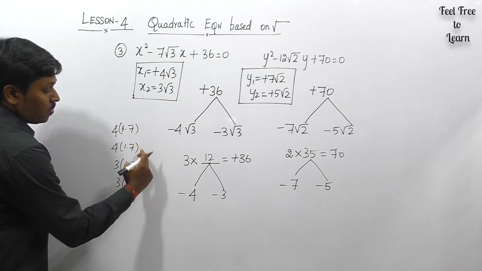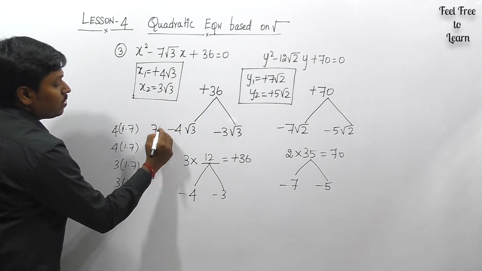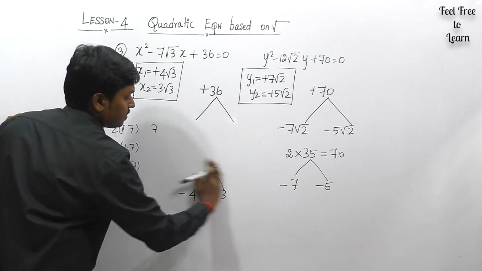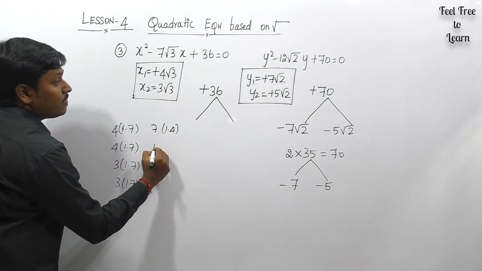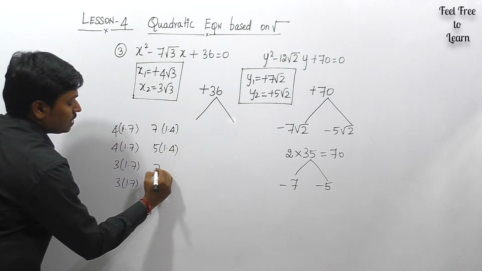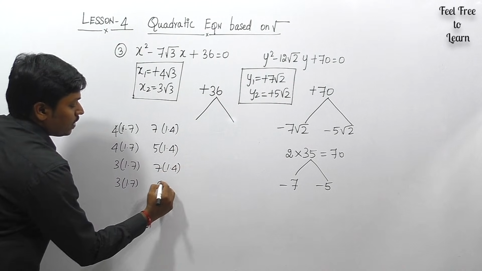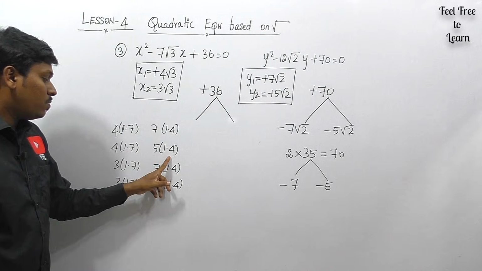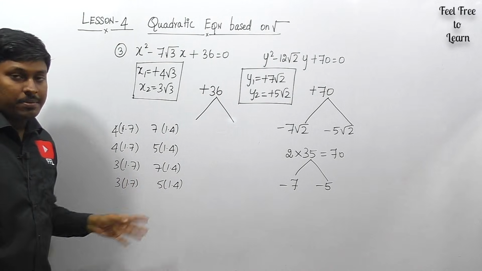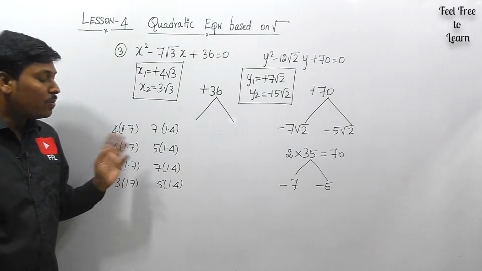So friends, here both x1 and y1 will be 7 root 2, right? So I can rub this. Root 2 will be 1.4, then second will be 5 into 1.4, then 7 into 1.4, then 5 into 1.4. So friends, listen to the concept: x1 y1, x1 y2, x2 y1, x2 y2, right? I'm just going to compare all the x values with the y values.